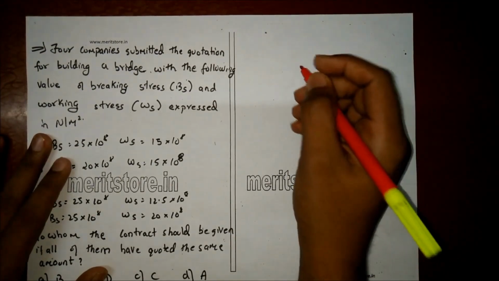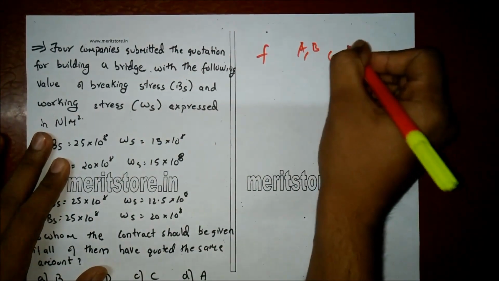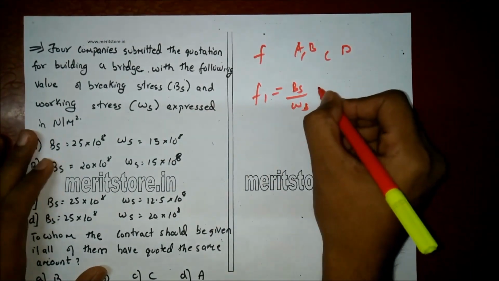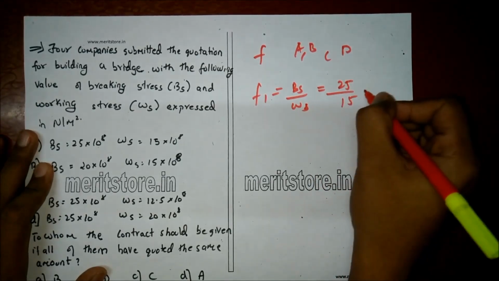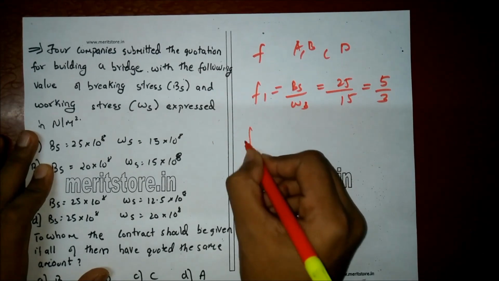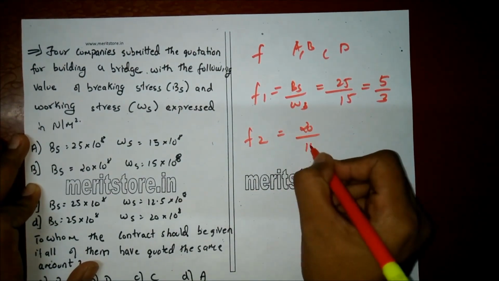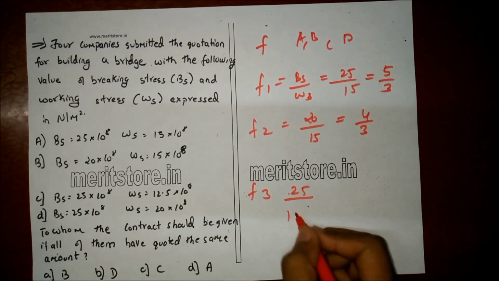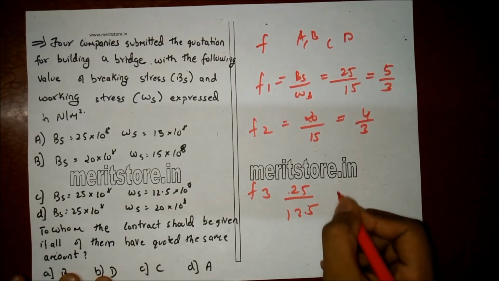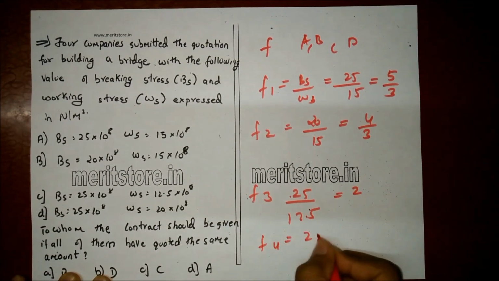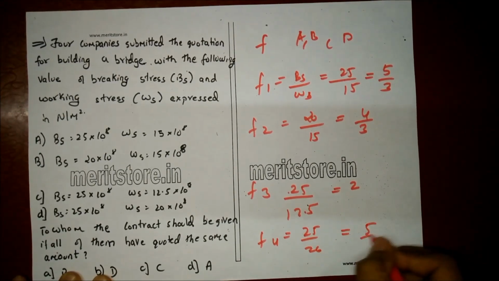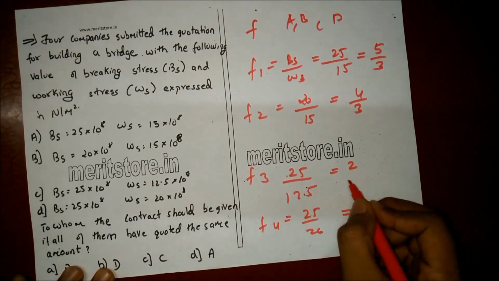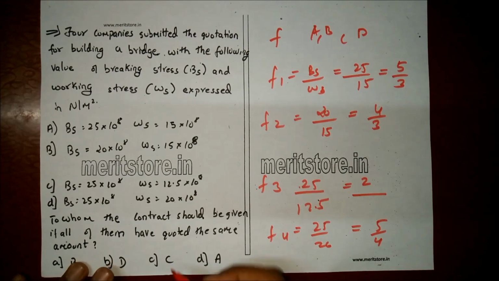Now, the calculation for the factor of safety F for A, B, C and D are as follows. F1 is equal to BS upon WS, which for A is 25 upon 15, which is 5 by 3. F2 is equal to 20 upon 15, which is 4 by 3. F3 is equal to 25 upon 12.5, which is equal to 2. And F4 is 25 upon 20, which is equal to 5 by 4. Therefore, the contract should be given to C since it's keeping the maximum safety. Therefore, the correct answer is C.